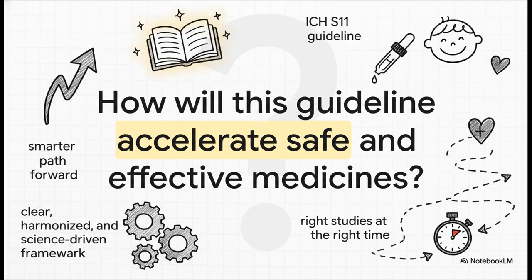And that brings us to the big picture question. So what? How does all this help? Well, this isn't just about creating more rules. It's about creating a smarter path. By giving everyone a clear, science-based playbook, S11 makes sure developers are doing the right studies at the right time. And that ultimately means we can get safe, effective, and necessary medicines to kids faster than ever before.